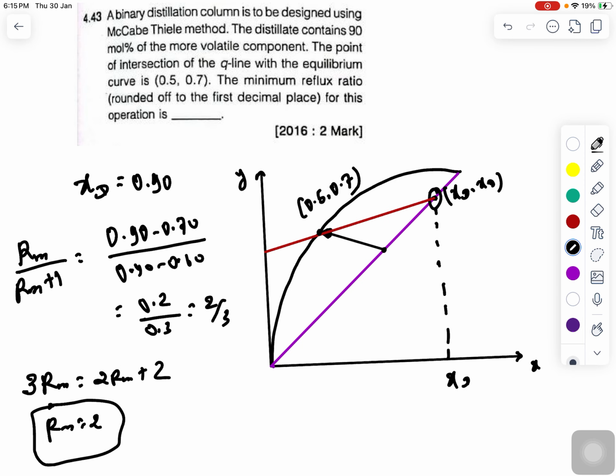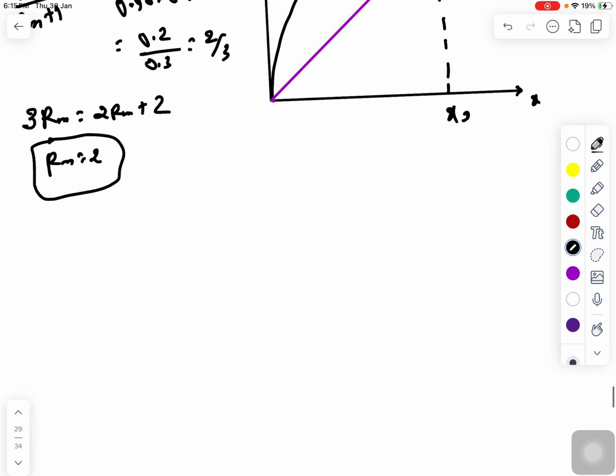You can calculate this problem in this way: you have to calculate the slope, and the slope is R by R plus 1. When the equilibrium line, the Q line and the rectifying section line cross at the equilibrium curve, this will give you the minimum reflux ratio.